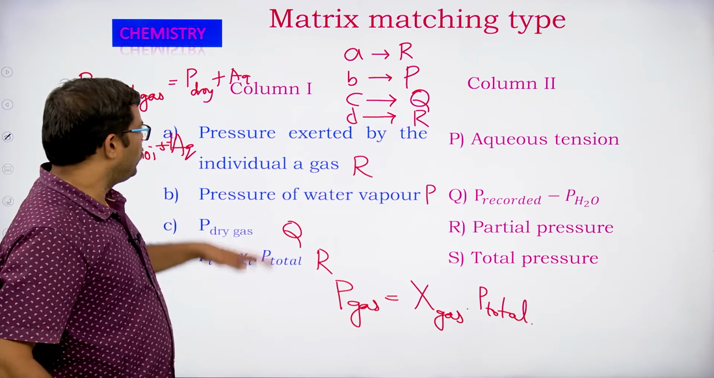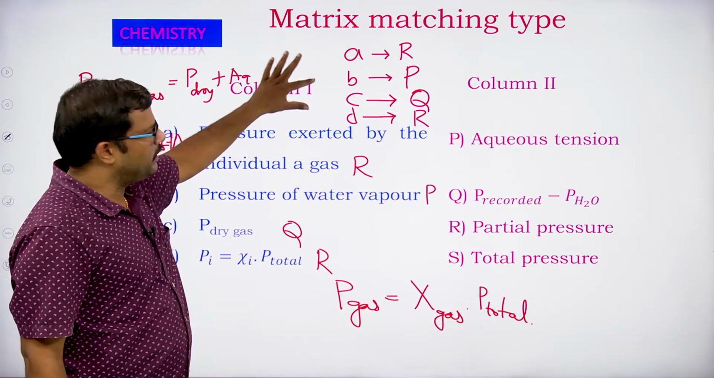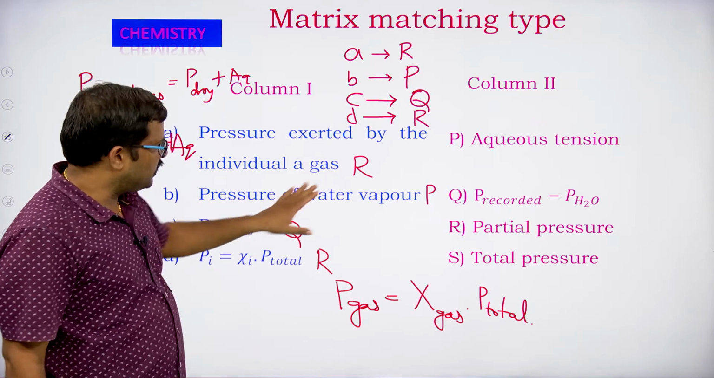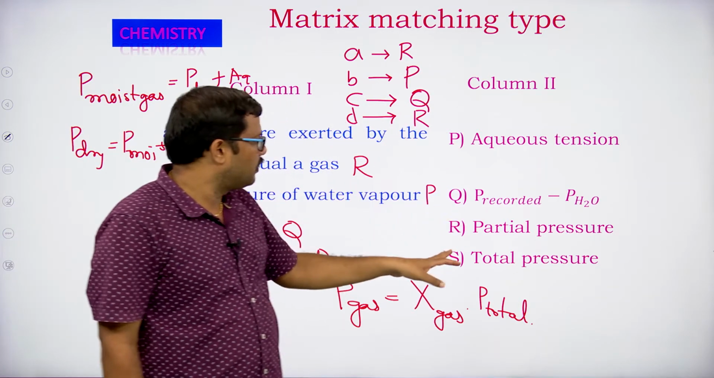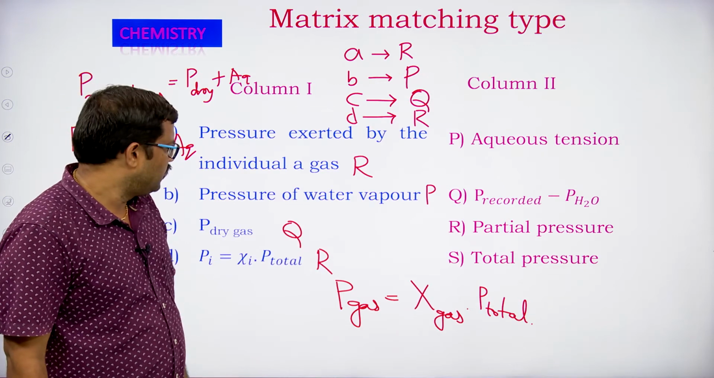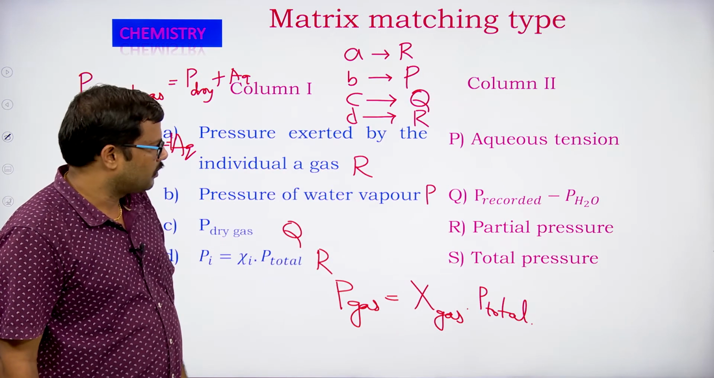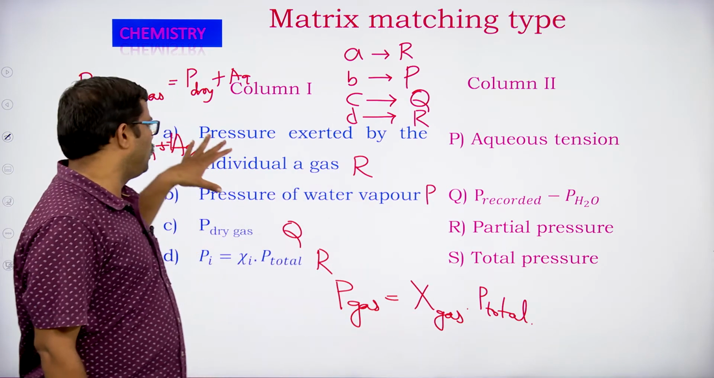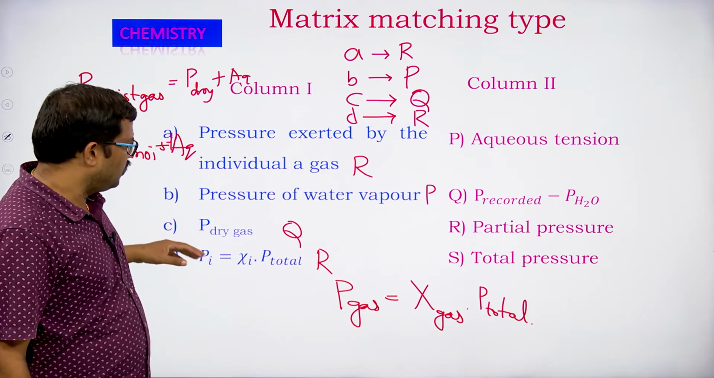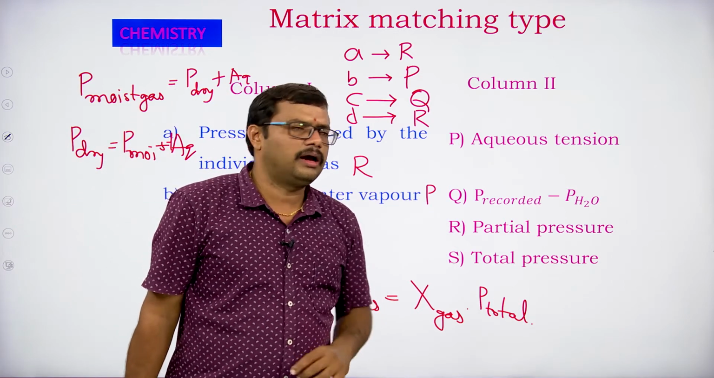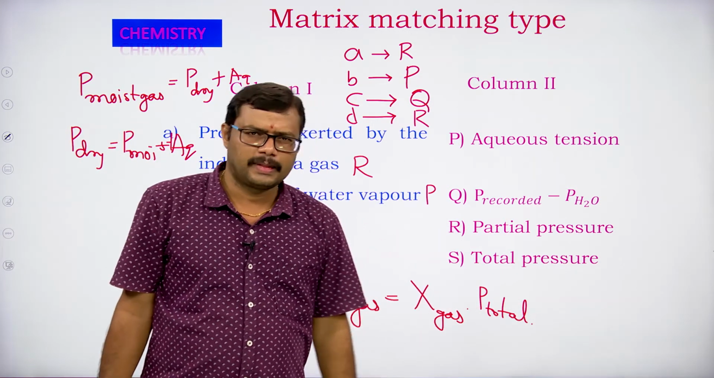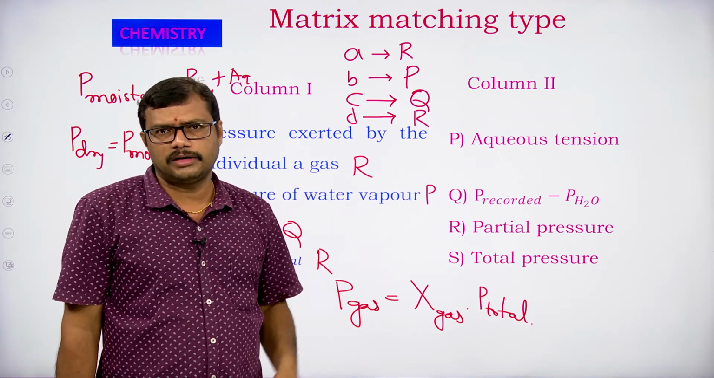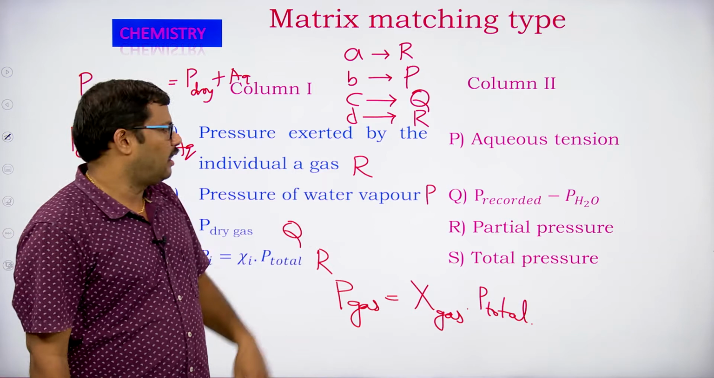Okay. So, A is correlated to R, B is correlated to P, C is correlated to Q, D is correlated to R again, R partial pressure. You can clearly observe the correlation that is given between the two cases. Here A as well as D both are correlated to R, that is partial pressure of the gas. So, this kind of matrix matching is possible in the case of the advanced level questions from Dalton's law. Okay.